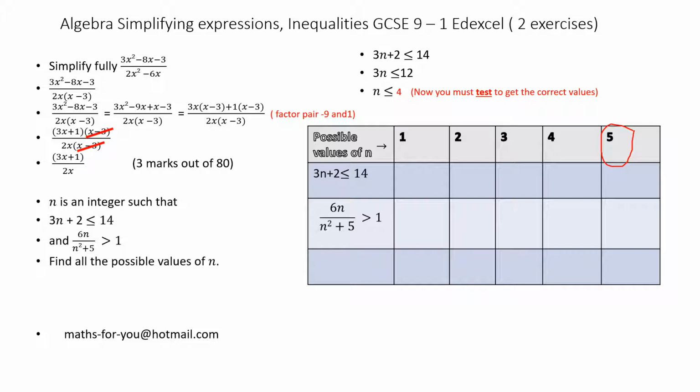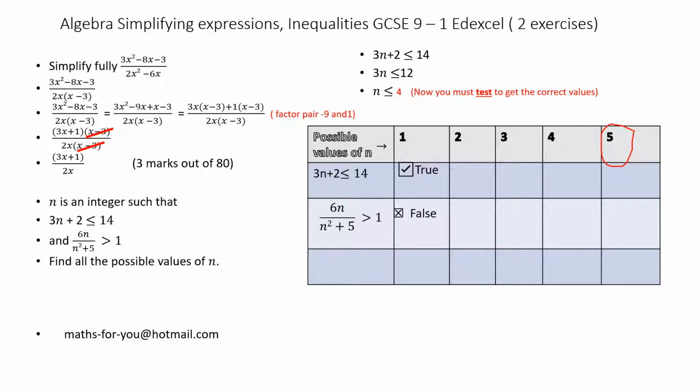Okay, so now if we test 1: 1 times 3 is 3, 3 plus 2 is 5, and 5 is less than 14, so that's okay. Now, for the next inequality, 6 times 1 is 6, 1 squared is 1, 1 plus 5 is 6. Divide 6 by 6, you get 1. Now, 1 is not greater than 1, so that's false. So clearly, 1 is no good.